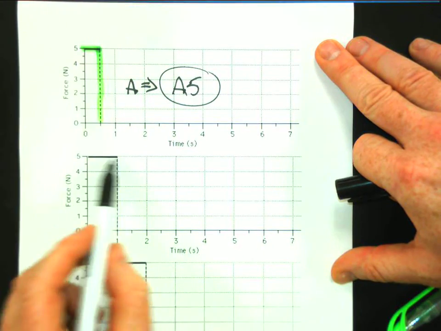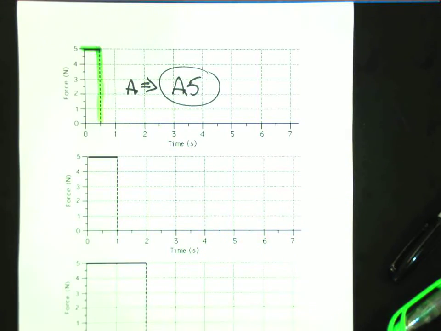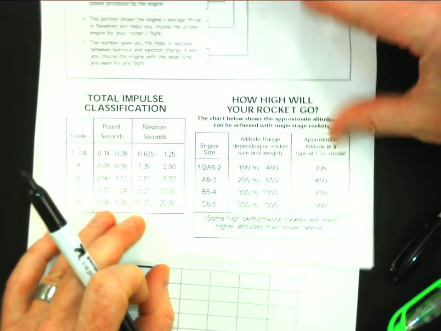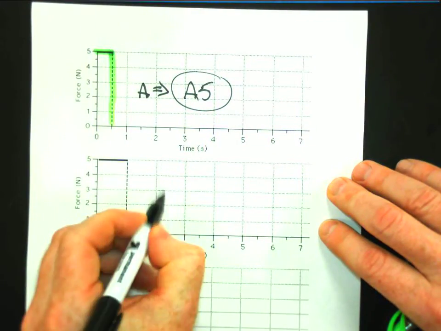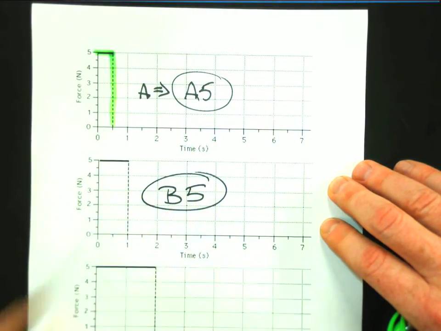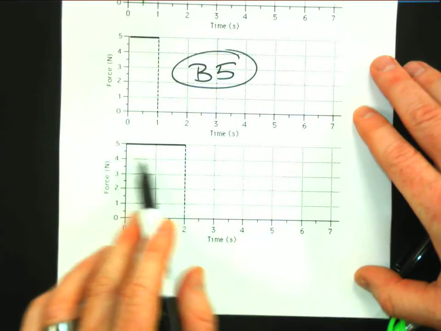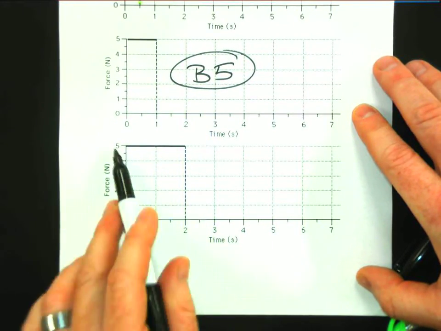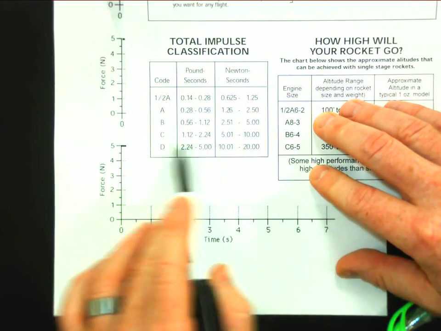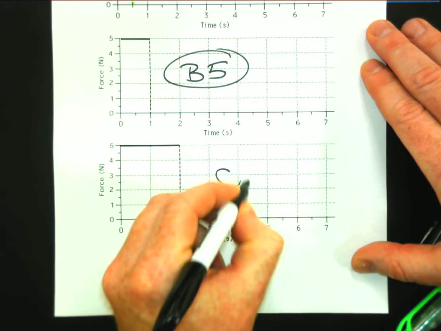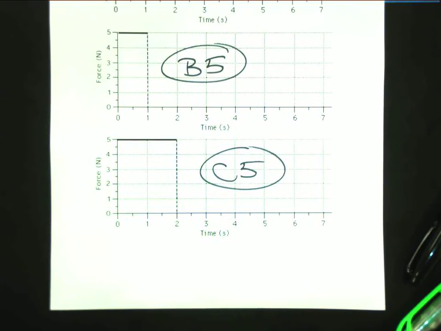Well, this is going to be a 5 average thrust, but what's the area? The area is going to be 5 times 1 is 5. And so 5 Newton seconds of impulse gets us a B engine. This one is a B5 engine. What about this guy? Again, we have 5 newtons of thrust, but what is the area? We have 5 times 2 is 10, and 10 is going to give us a C engine. This is going to be a C5 engine, right? So that's what these types of graphs can give you.